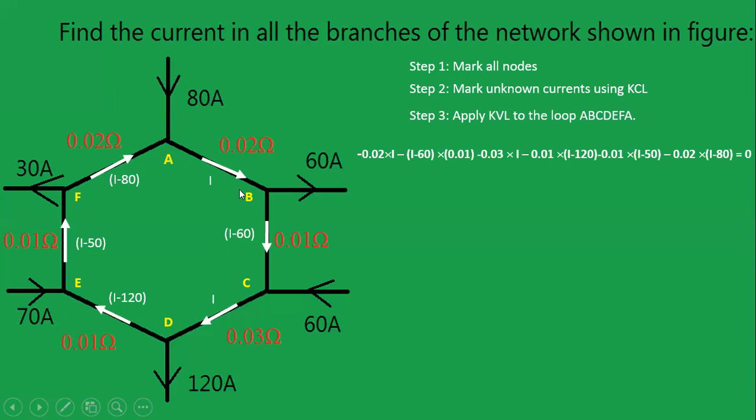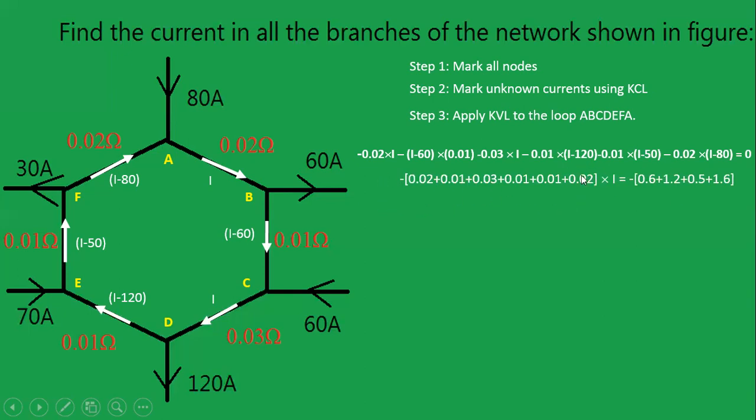So if we move from A to B in the direction of current, minus 0.02 times I, B to C minus of I minus 60 into 0.01, C to D minus I into 0.03, D to E minus of I minus 120 into 0.01, E to F minus of I minus 50 into 0.01, F to A minus of I minus 80 into 0.02 ohms, equals 0.